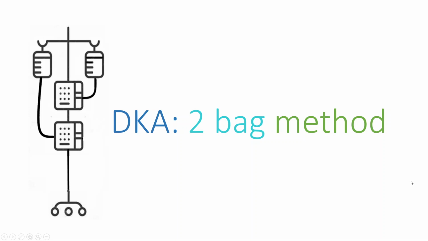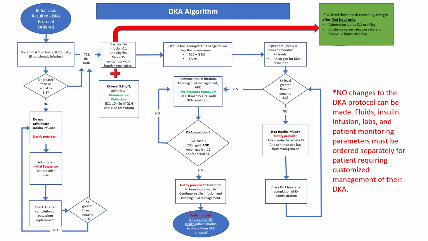So that is DKA management using the 2-bag method order set. Here is that algorithm once more. Hopefully it makes a little more sense now, and you can also find this algorithm listed under the illustrations tab or extended text tab of this skill.